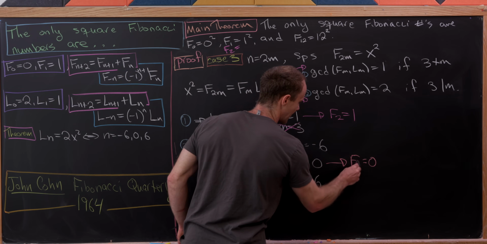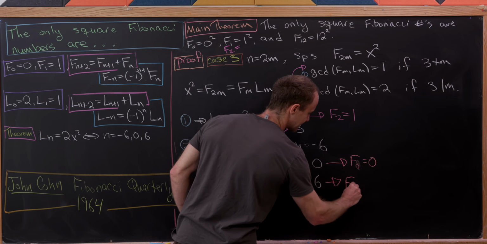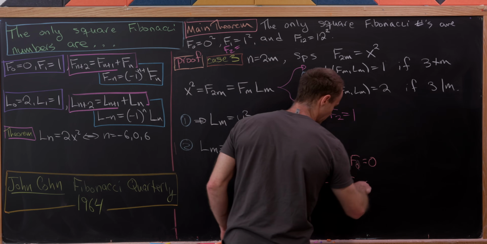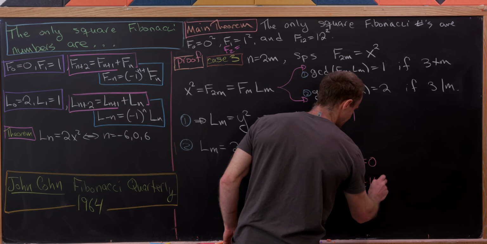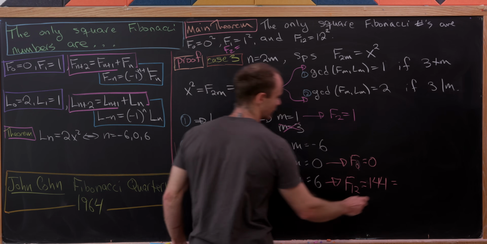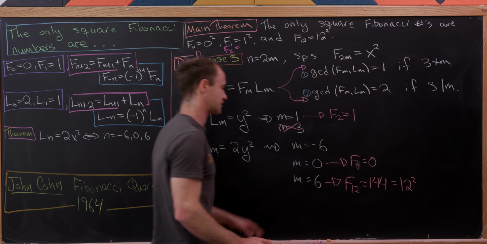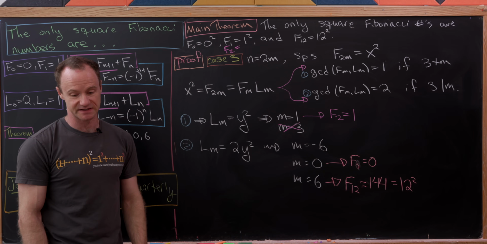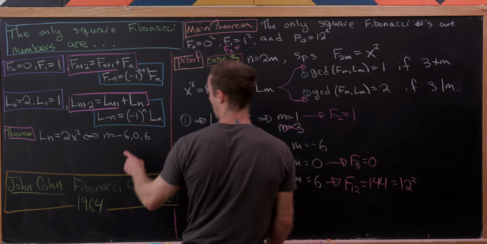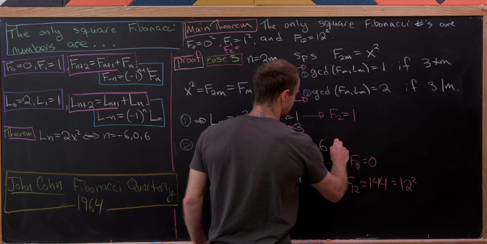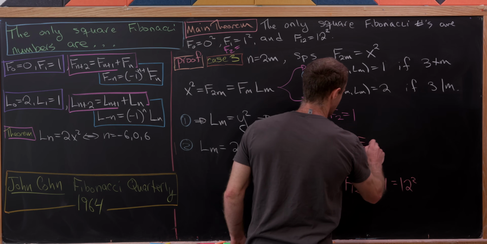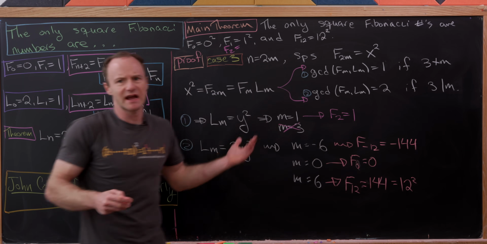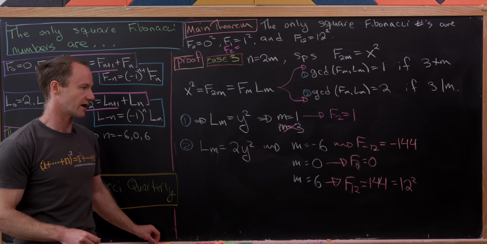So notice if m is equal to 0, that gives us F sub 0 is 0. Well, we already have that. If m is equal to 6, that gives us F sub 12, which you can check by the recursion or by building up the Fibonacci numbers, that F sub 12 is 144, which is in fact 12 squared. And then you've also got this case when m is equal to -6, but that most definitely does not work because by this rule over here, we have F sub -12 is equal to -144, which is a negative number, so it cannot be a perfect square.